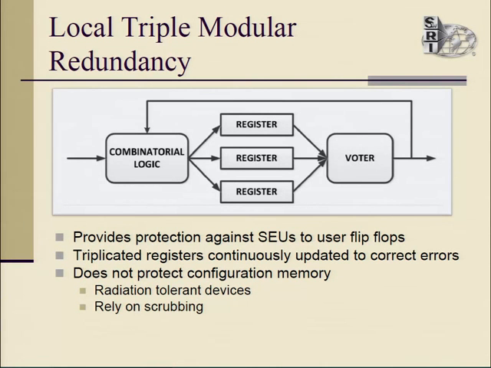However, this only really protects user flip-flops. It does nothing to protect against configuration memory. So if your logic changes, all bets are off. And in those cases, either you're implementing this on a radiation-tolerant device where the configuration memory is radiation tolerant, it's just the user flip-flops that aren't, or you're relying on scrubbing to go through and fix that configuration continuously.